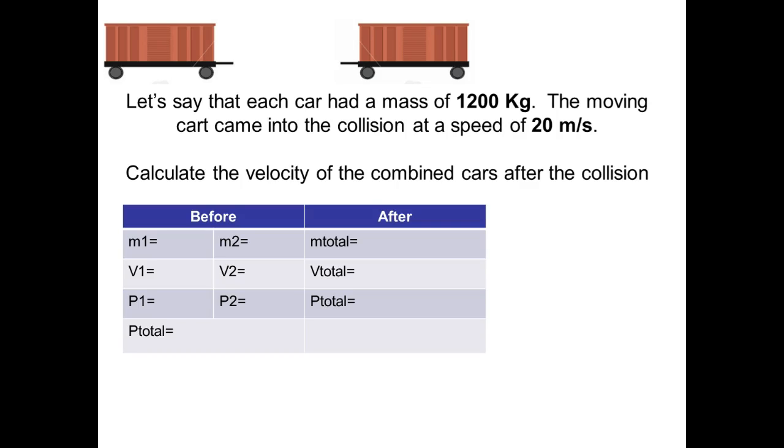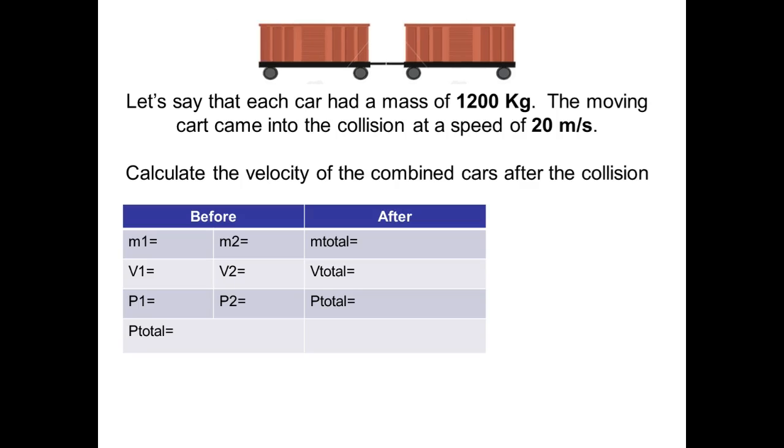So we have before and after. Before, there are two objects. So there's two masses, two velocities, two momentums. Setting up these columns is very important. So before, I should have two columns. Always have a total momentum. So if you have two objects, you need to have a total momentum at the end. If you only have one object, like when the cars combine, then you'll have your total momentum automatically.